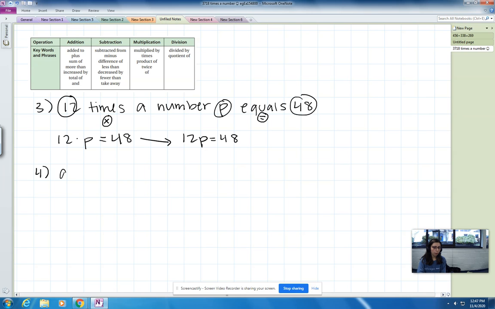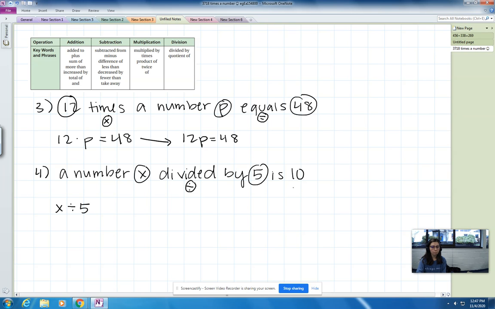Last example, example 4. A number x divided by 5 is 10. So let's read it and let's figure out what operations we're going to use. It says a number x divided by. So divided by, if we look up in our chart, tells us that's division. So we're doing the variable x divided by 5. X divided by 5. And then it says is. Remember, is another way to say equals. So it is or equals 10. X divided by 5 equals 10.